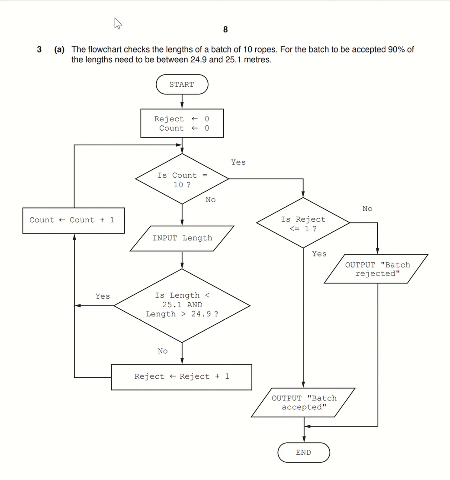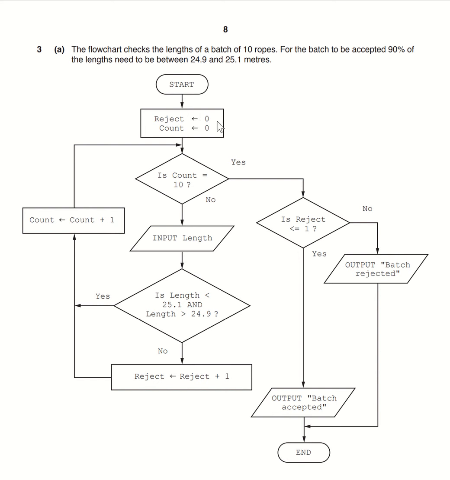3a. The following flow chart is basically this. There's a batch of 10 ropes, and it accepts if the batch's length is 90% correct. Correct means between 24.9 and 25.1.